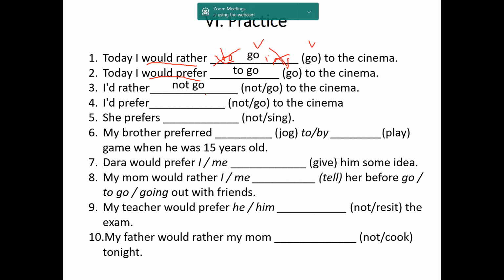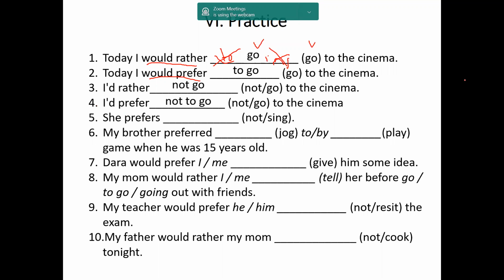Good. Number four, Narat. I would prefer not to go to the cinema. Okay, so would prefer just like number two. So to go becomes not to go. Good. Good.